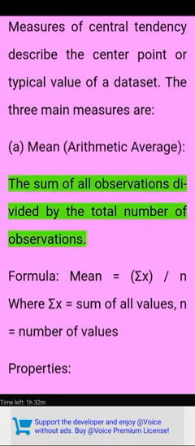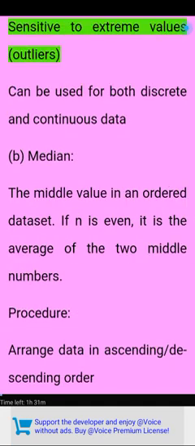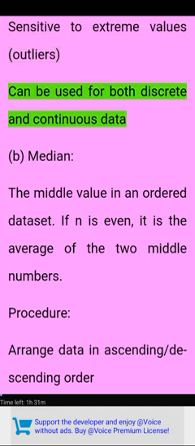A. Mean, the arithmetic average. The sum of all observations divided by the total number of observations. Formula: Mean equals sigma x over n, where sigma x equals the sum of all values, and n equals the number of values. Properties: Sensitive to extreme values, outliers. Can be used for both discrete and continuous data.